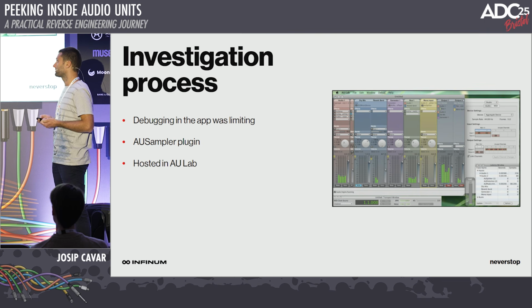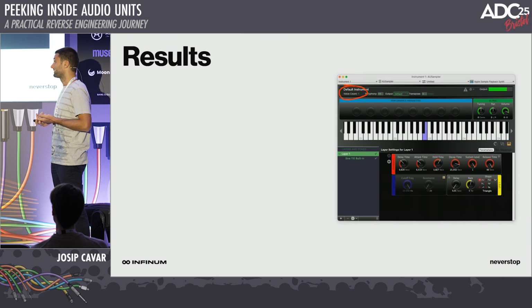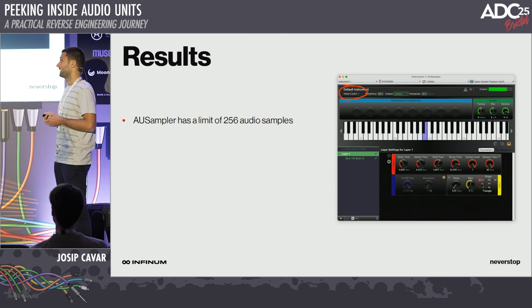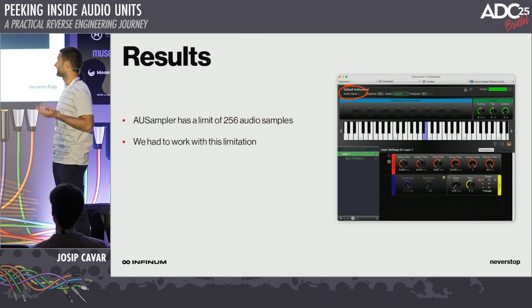that we could use to guide our debugging process. We also needed a host, so we used Apple's AU Lab for that. And then after a while, we had some results of this process, and the results were unfortunate. It was that AUSampler has a limit of 256 concurrently playing audio samples. So we had to work with this and design our instruments around this, but there were still some open questions.